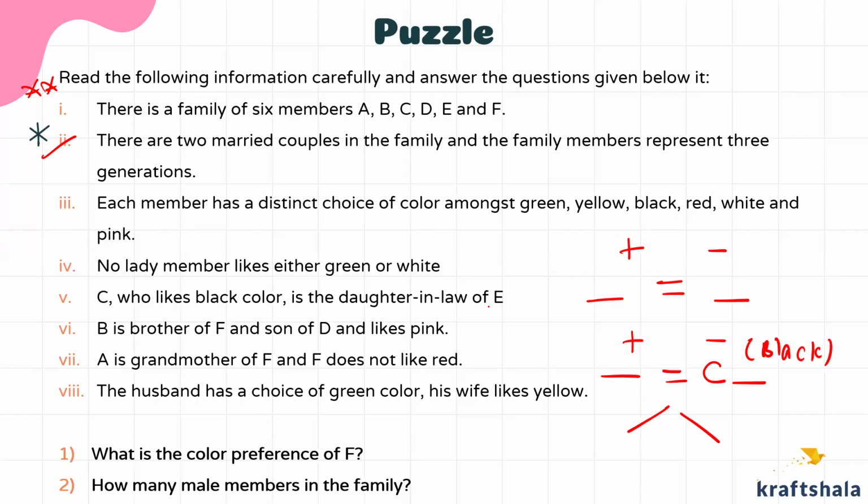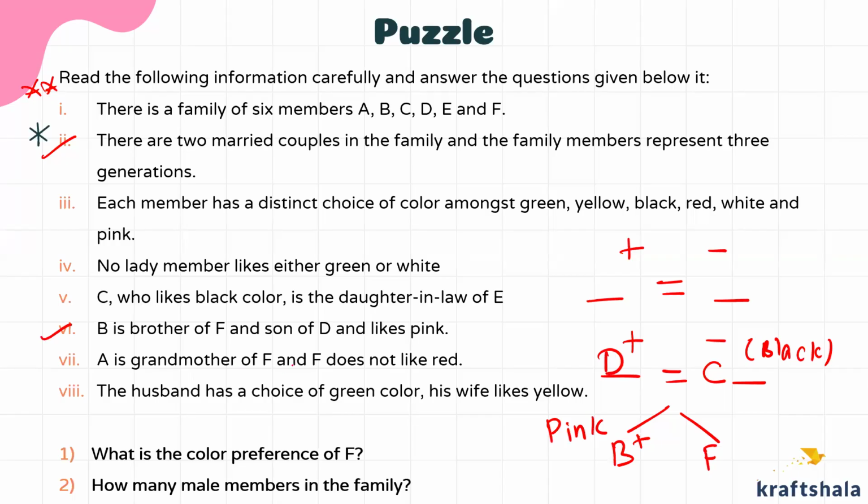Now this person is a daughter-in-law of E. So I don't know the gender of E. So E can be anywhere, either plus or minus. B is brother of F. So B and F should come here. Brother, that means B must be a male. And son of D. So D must be here and likes pink. So B is given pink. So we have made complete use of this statement.